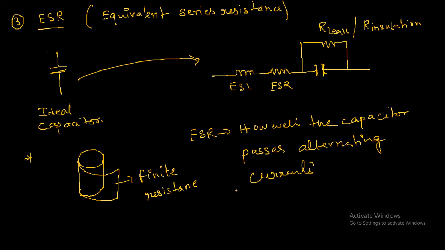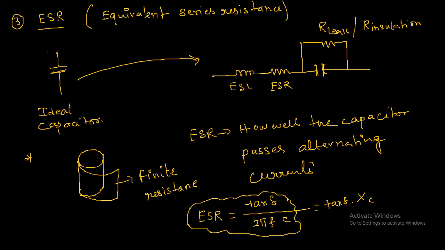So the ESR can be determined for a specific capacitor from the data sheet. In case it is not mentioned, manufacturers generally mention the ESR for a particular frequency, right? But if it's not mentioned, you can find it from this formula: tan delta divided by 2 pi fC, or tan delta times XC. We'll discuss in detail where this formula comes from.